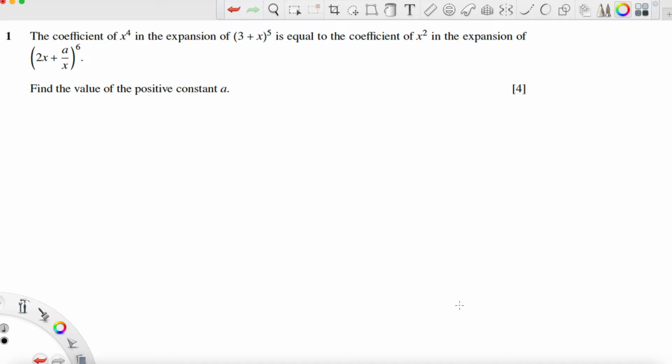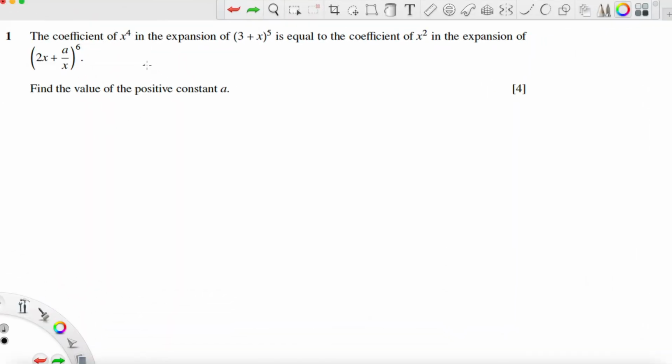Question number 1. The coefficient of x to the power of 4 in the expansion of (3 + x)^5 is equal to the coefficient of x squared in the expansion of (2x + a/x)^6. Find the value of the positive constant a.